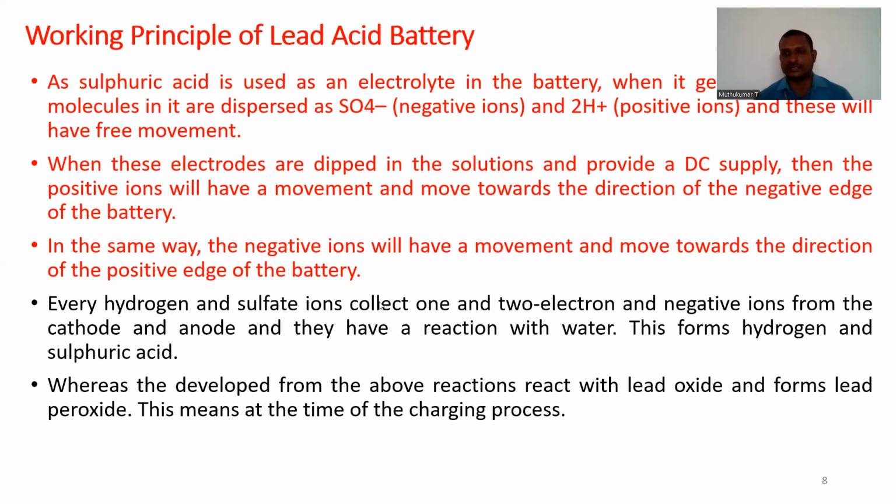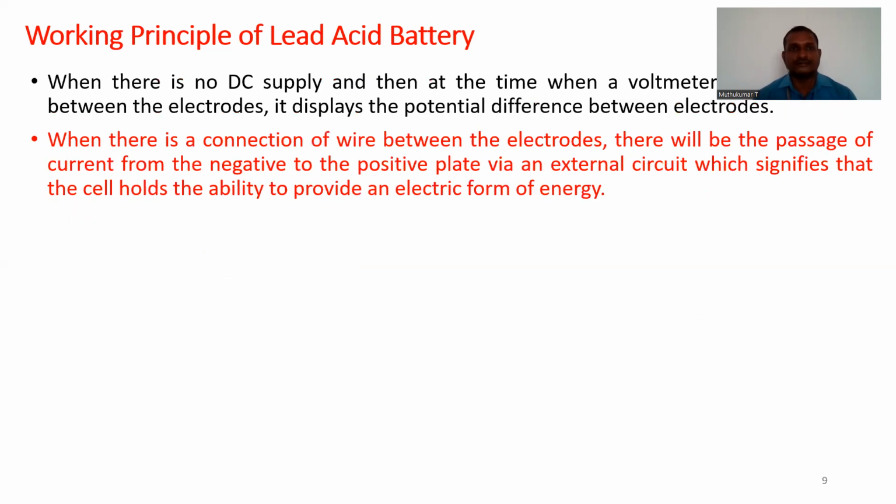If you connect any external equipment between the electrodes, the current flow happens from positive to negative. This is the discharging process, when no DC supply is given. At that time, a potential difference between the electrodes is available if you connect the external circuit. To balance the potential difference, the electrons move from positive to negative, so current flow happens.